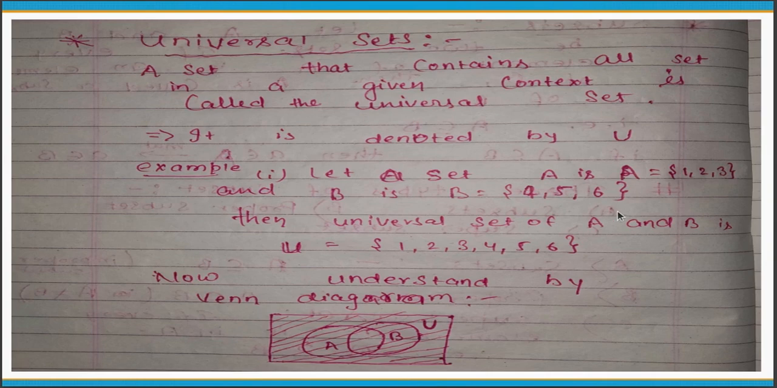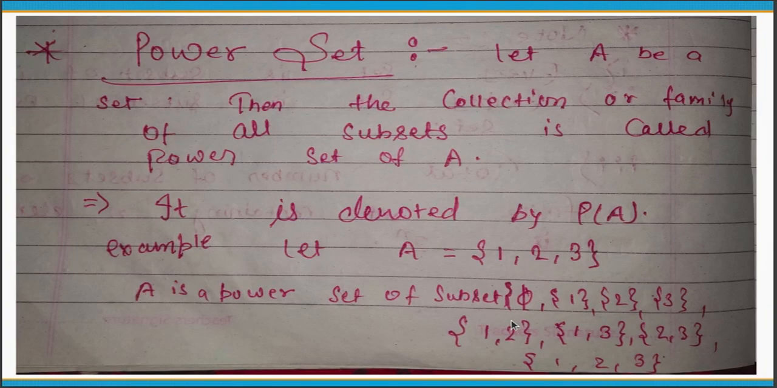Let set A be A equal to {1, 2, 3} and B be {4, 5, 6}. Then the universal set of A and B is E equal to {1, 2, 3, 4, 5, 6}. This is the universal set. Now you can understand it by a Venn diagram. This is the Venn diagram of a universal set. In the next topic you will read about Venn diagrams. Just see here how a Venn diagram looks.